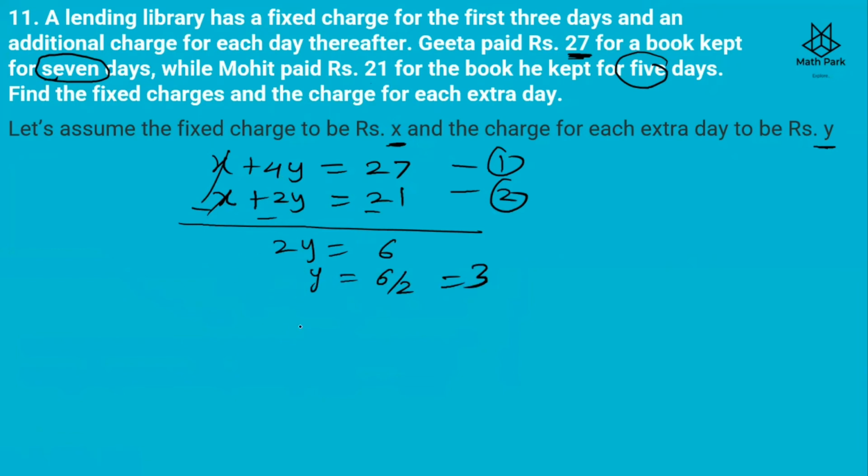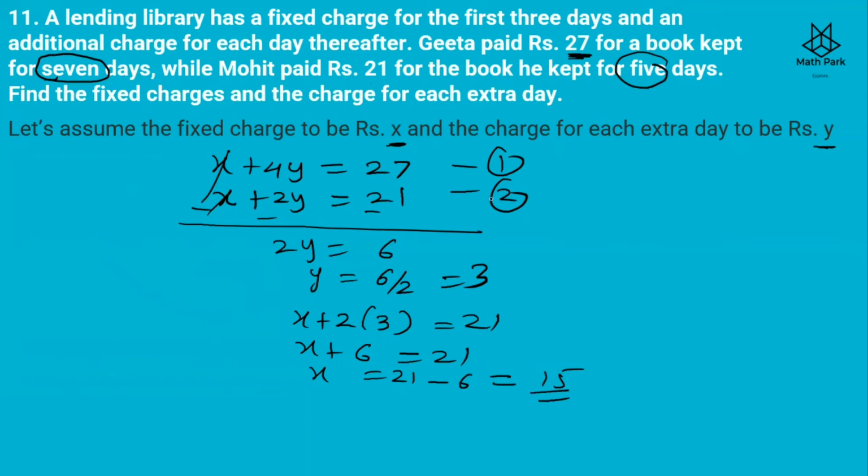Okay, 2 would be easy. Okay, so in equation number 2, so you get X plus 2Y, that is 2 into 3 is equal to 21. So X plus 2 3s are 6 is equal to 21. So X is equal to 21 minus 6, which is equal to 15, right? So the fixed charges are rupees 15.